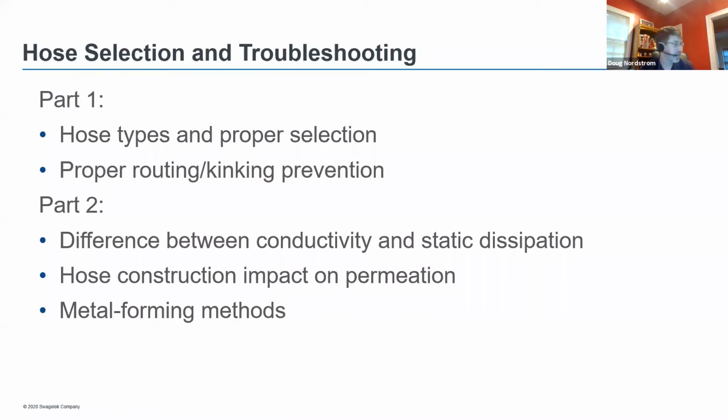The next part, a few weeks in the future, will be a little more detailed, more technical. We talk about the difference between conductivity and static dissipation, and we're going to talk about some different construction methods for creating hoses. One with softer materials on permeation and one on harder materials, metal core hoses, and how those are made and how they perform different in different applications. So again, today we're going to cover the part one topics, and it starts off relatively simple, but we do get a bit technical.